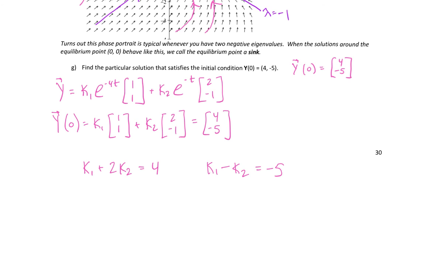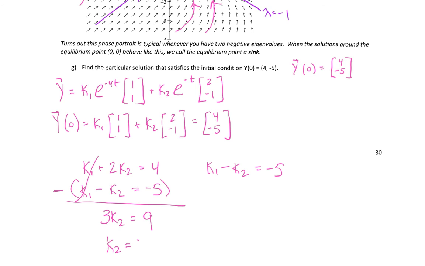Okay, so you can solve this using your favorite method. If you took linear algebra, you can do a matrix and row reduction by hand or on your calculator. If you didn't, then you would solve this by elimination or substitution. I think I will do elimination. So I'm going to put the second equation underneath the first, and I'm going to subtract the two equations. So k1 minus k1, those go away. Then I have 2k2 minus negative k2, which is 3k2, equals 4 minus negative 5, which is 9.